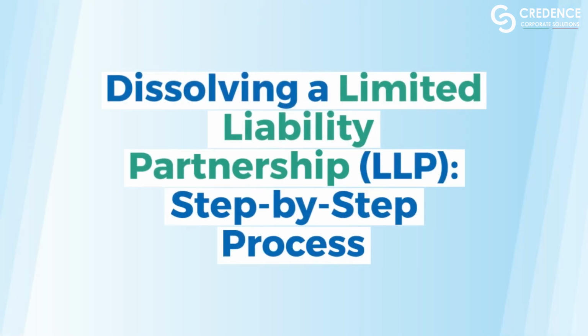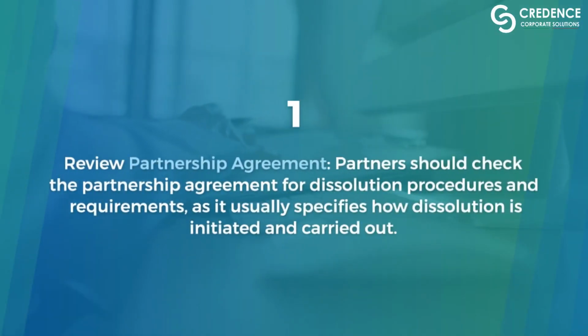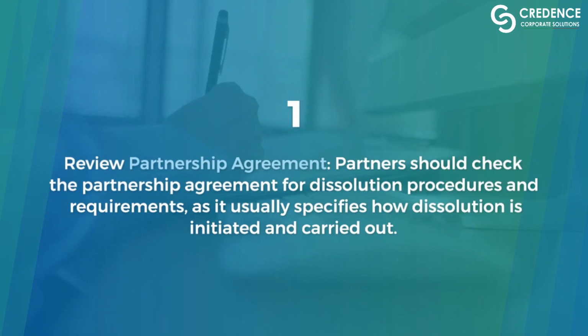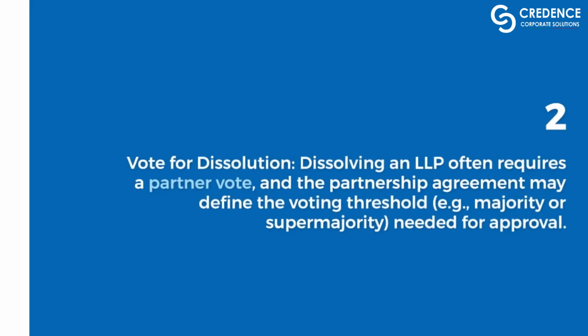Dissolving a limited liability partnership, LLP. Step-by-step process. 1. Review partnership agreement. Partners should check the partnership agreement for dissolution procedures and requirements, as it usually specifies how dissolution is initiated and carried out.